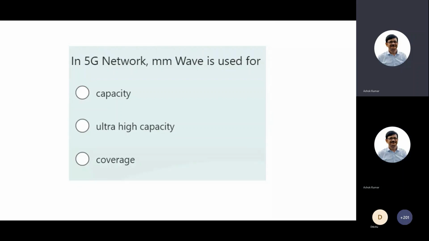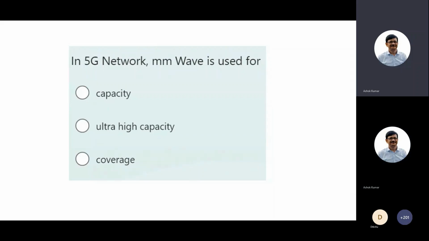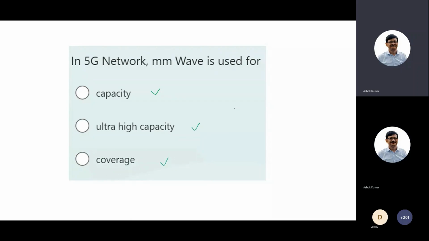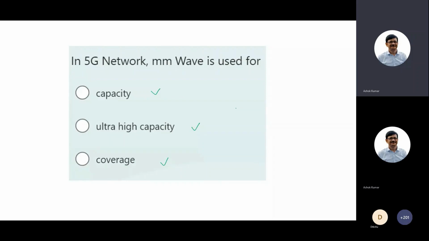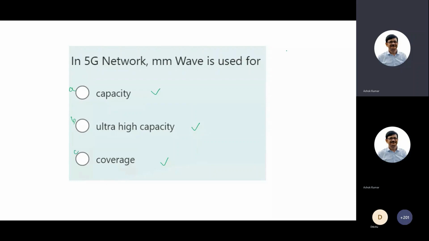There is one more question coming. Okay. So just tell that in 5G network, mmWave is used for capacity, ultra high capacity, or coverage. What is the prime use of mmWave? Please write your answer in the chat box. Yes, very right. Yes, B is the answer. You're right. If I write A, B, C, then B is the answer. Correct. Very good.